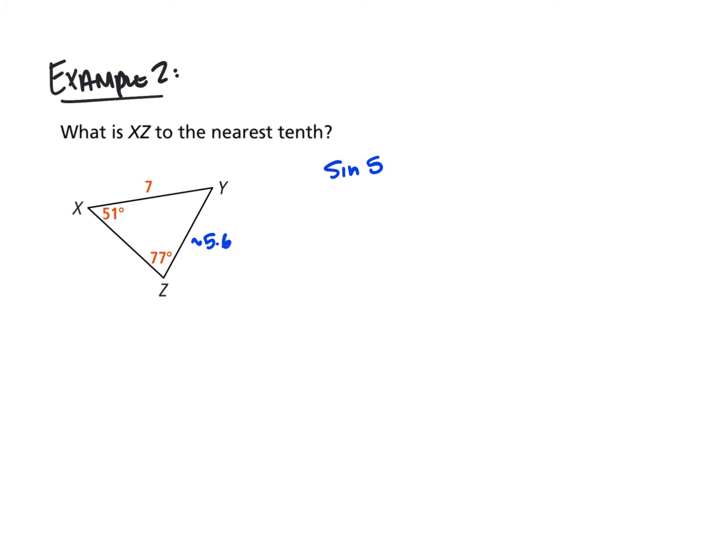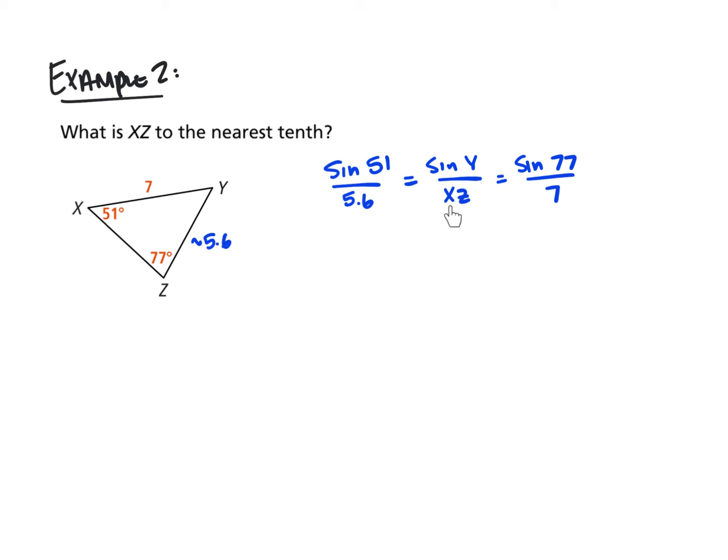So remember it said sine 51 over YZ, which I'm going to say is about 5.6, equals sine of angle Y over XZ equals sine of angle Z, which is 77, over segment XY, which is 7. So this is my law of sines relationship for this problem. Again, I filled in the 5.6 with what we found in the last problem. And now we're looking to find the length of XZ.